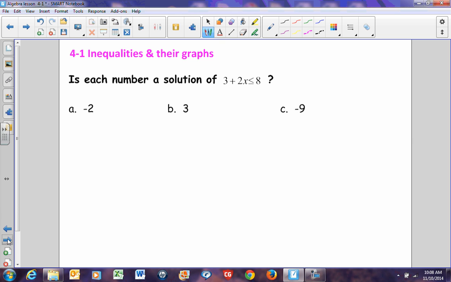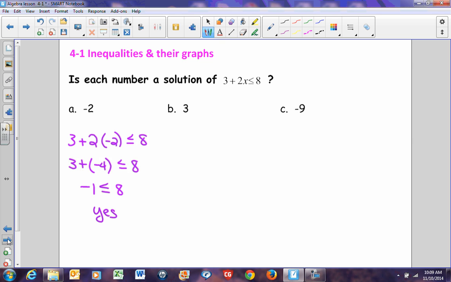We can look at it a little bit more complex when there's two-step inequalities. All we need to do again is plug the number in, work through the formula to see if it works. So if we have 3 plus 2x is less than or equal to 8, and we want to know if -2 is a solution to that, we will put in 3 plus 2 times -2 less than or equal to 8. So we've got 3 plus -4, is that less than or equal to 8? 3 plus -4 is -1. -1 is less than or equal to 8. So yes, -2 is a solution to this inequality.